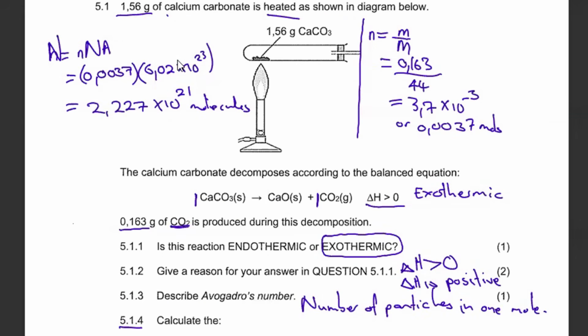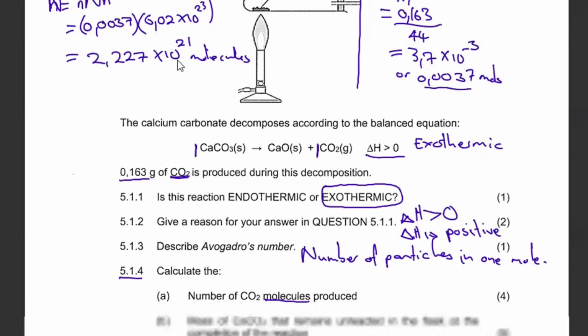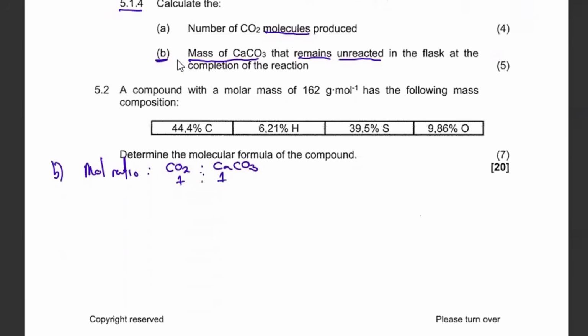Calculating the number of moles. These were the number of moles for carbon dioxide. What did we get? We got 0.0037. What does that mean? If we have 0.0037 on this end, the mole ratio is 1:1, so automatically we should have 0.0037 on the other end, because the mole ratio is actually 1:1.